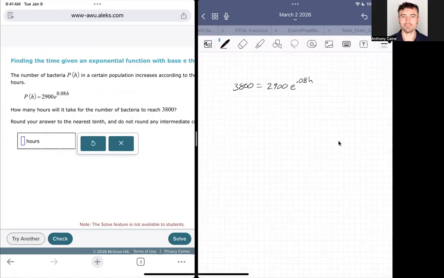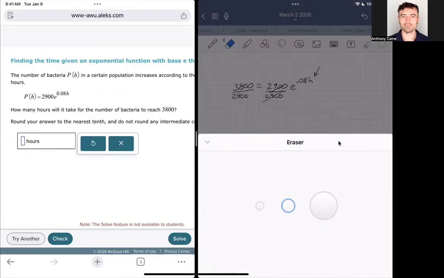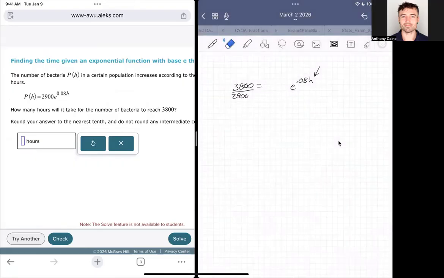Okay. And so now we need to solve for h. So I want to get this exponent. So I need to sort of strip away these layers to get there. So I'm going to divide both sides by 2,900. Those will cancel. So now that's gone. Okay, so now I have this.